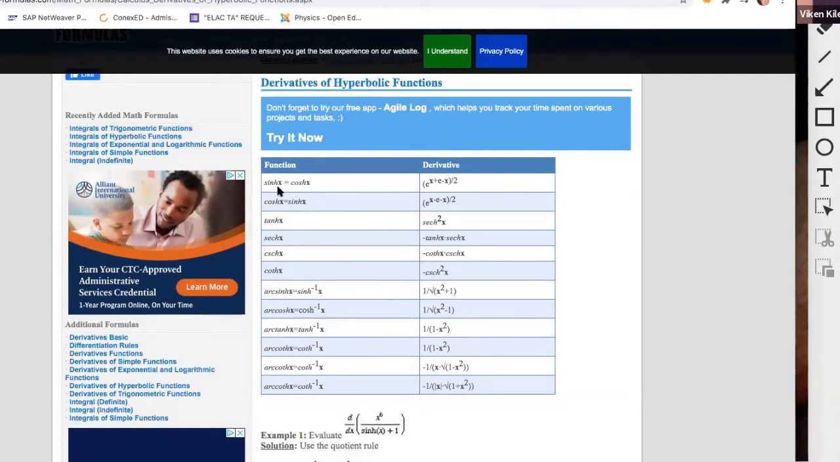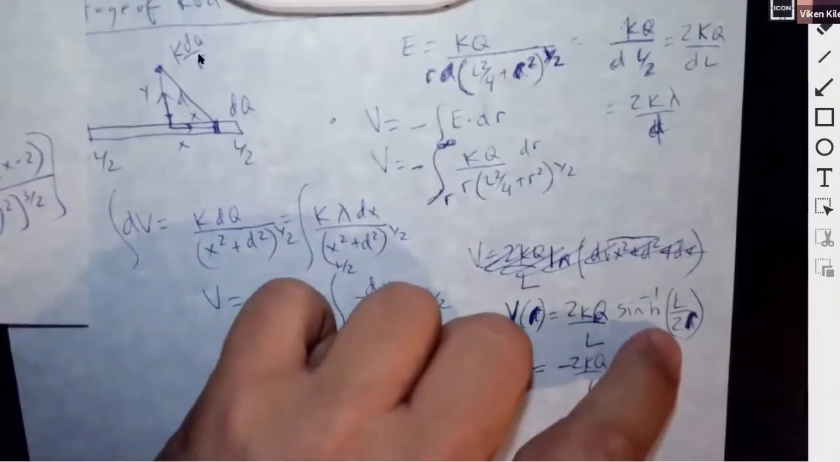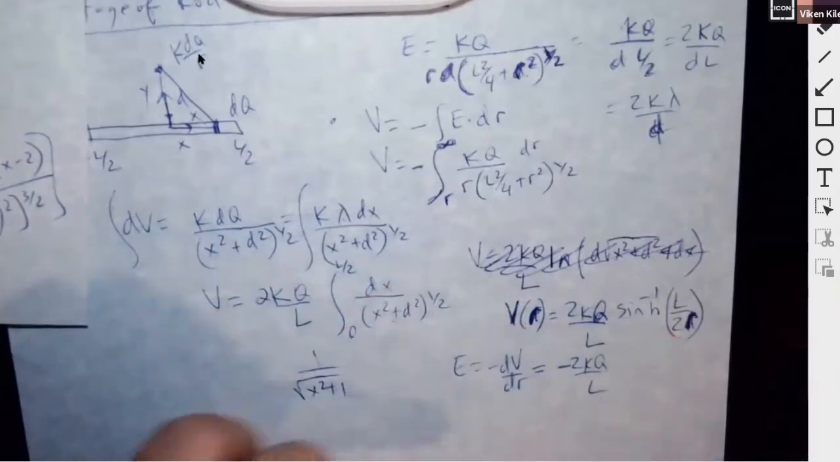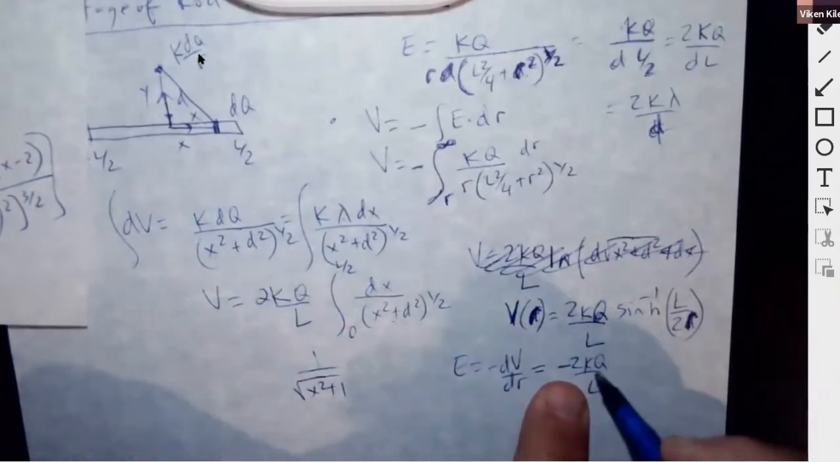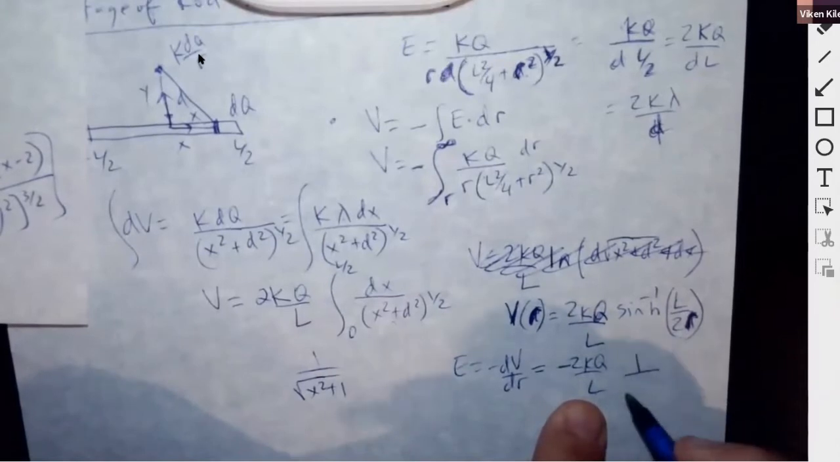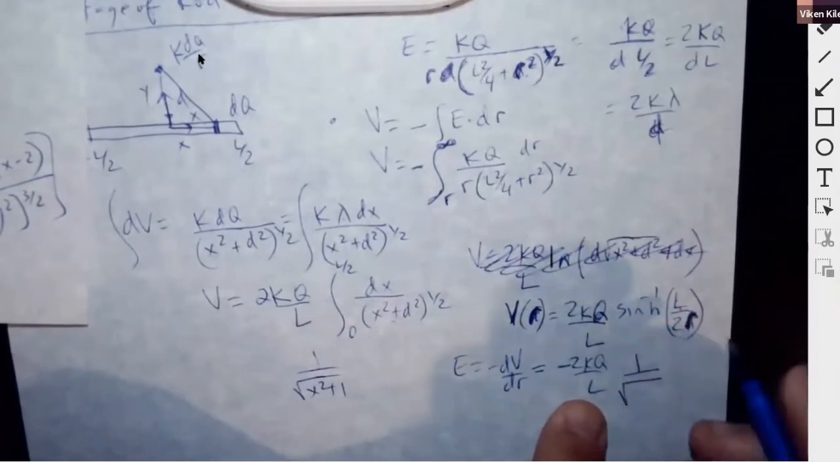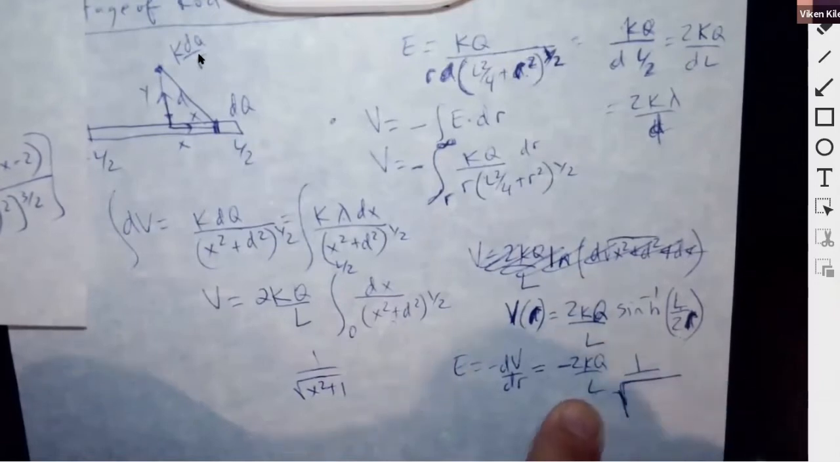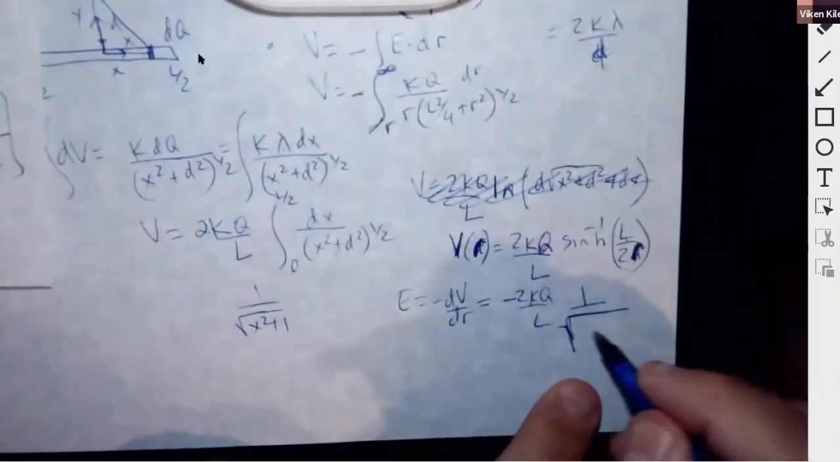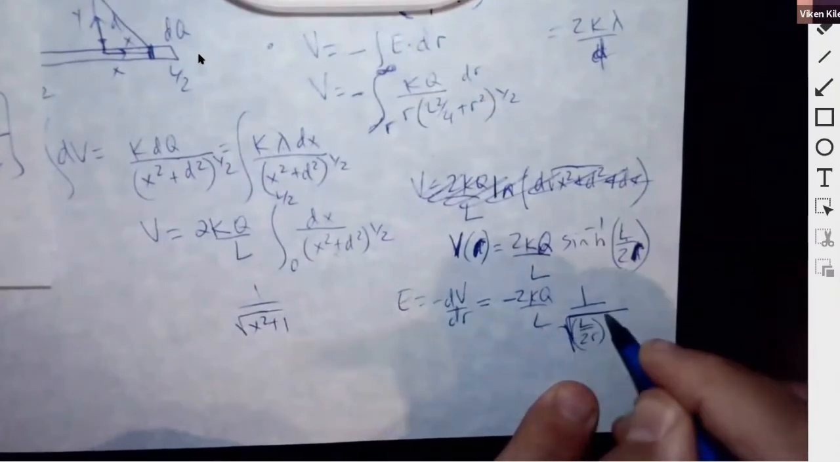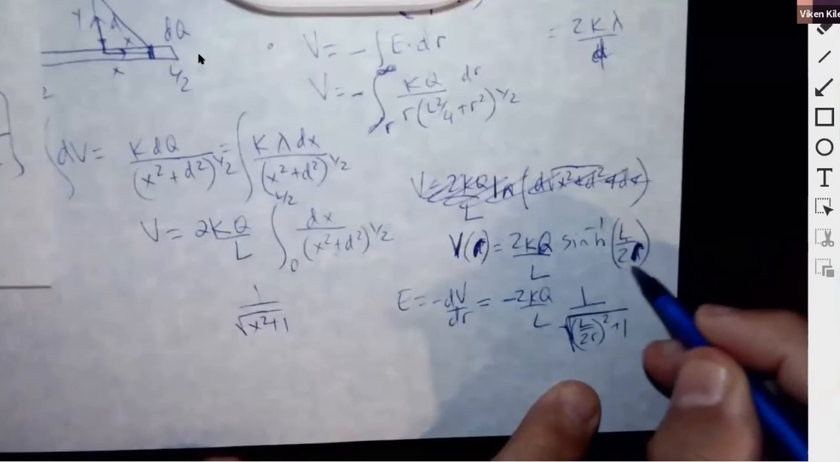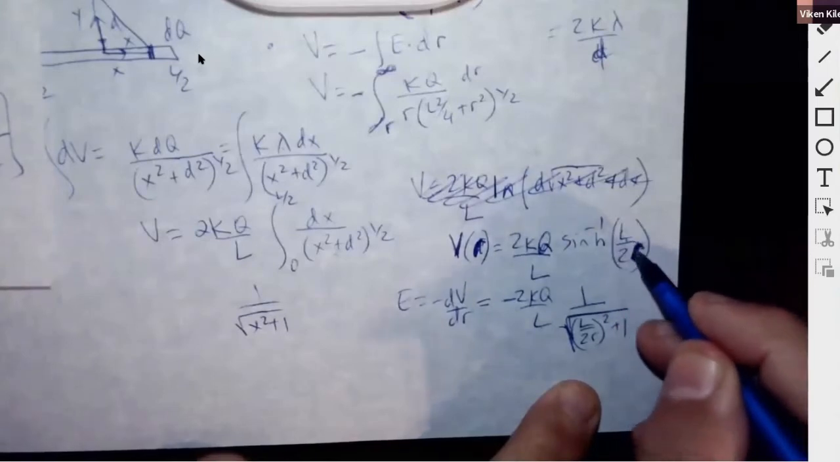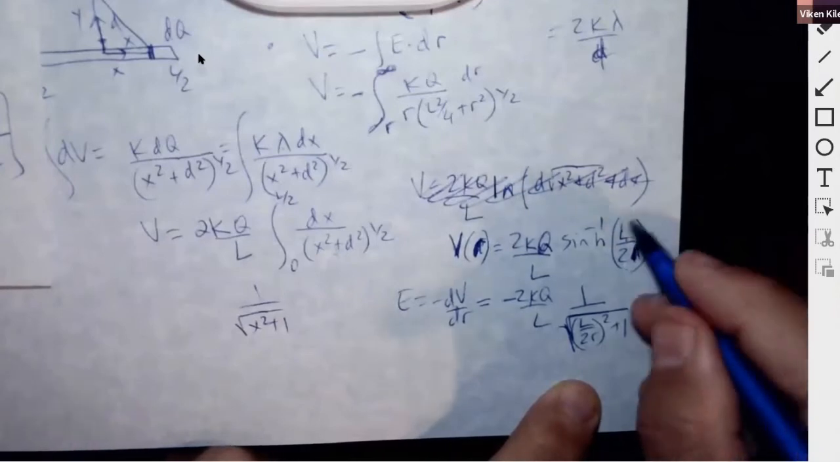Okay, so the function is sine arc sine hyperbolic. Oh, this is the way they write it, huh? Sine hyperbolic to the minus 1. So if I take the derivative of this, remember I'm taking negative the derivative of it. So negative 2kq over L, 1 over square root of this thing. This thing is (L over 2r) squared plus 1, but then times the derivative of the inside, right? I'm taking the derivative of this with respect to r. So what would be the derivative of this guy?